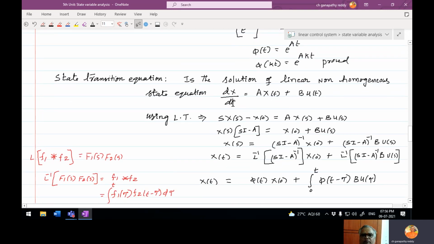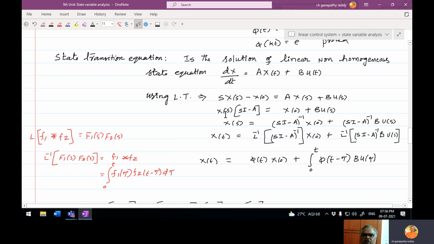So how to solve this complete equation? Using again Laplace transform. sX(s) minus x(0) equal to A X(s) plus B U(s). Then take X(s) common: (sI minus A) X(s) is equal to, this will go to the right side, x(0) plus B U(s).